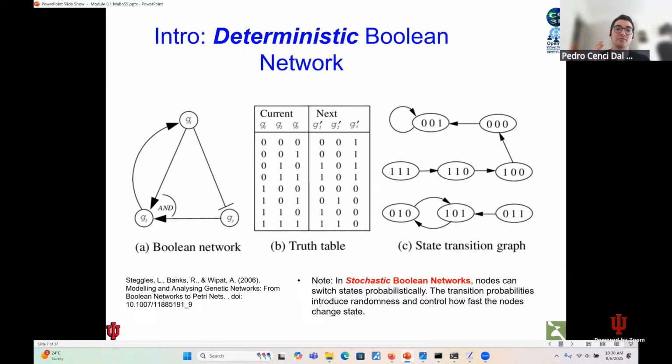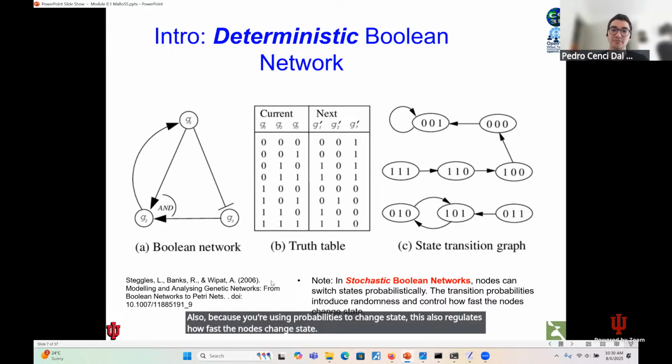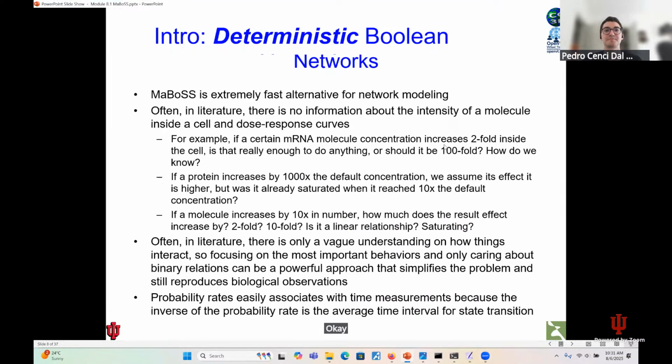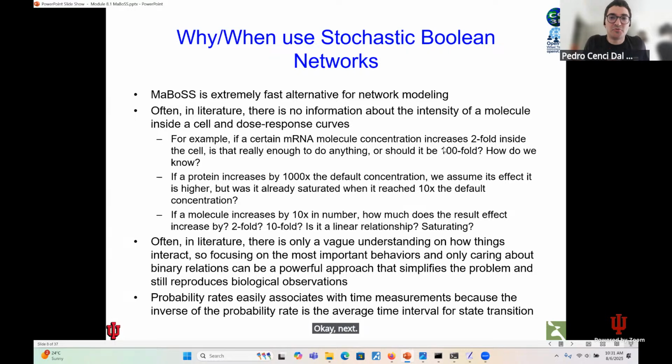Also, because you are using probabilities to change state, this also regulates how fast the nodes change state. So if you set a very high probability, these states will change faster. Yes, each transition has its own probability. You can specify each transition using MaBoSS. Okay. Next, why and when use stochastic Boolean networks?